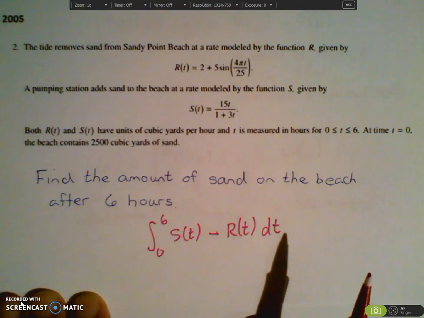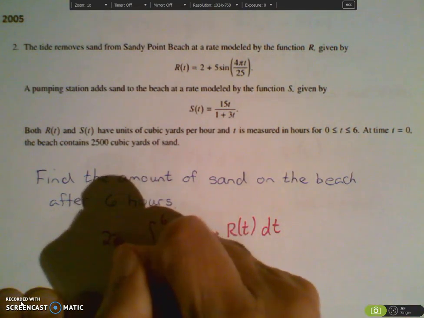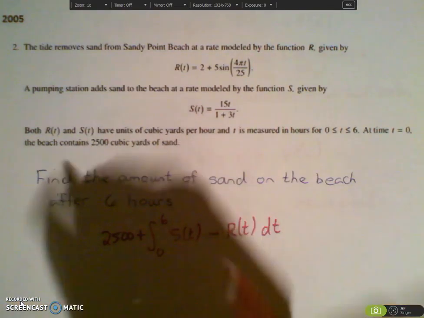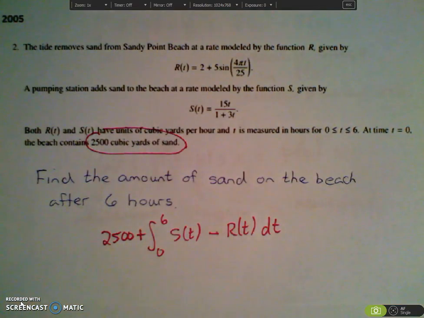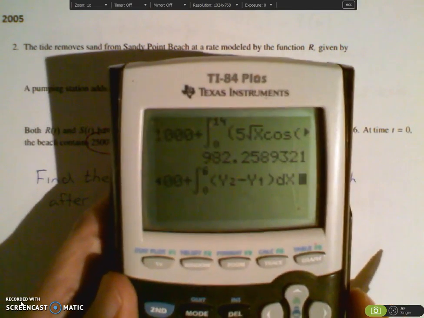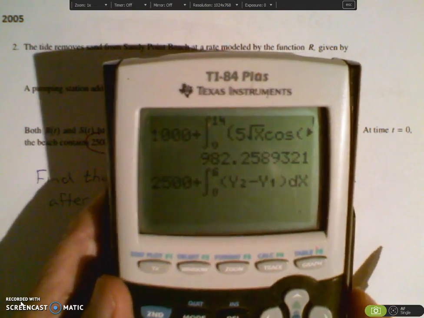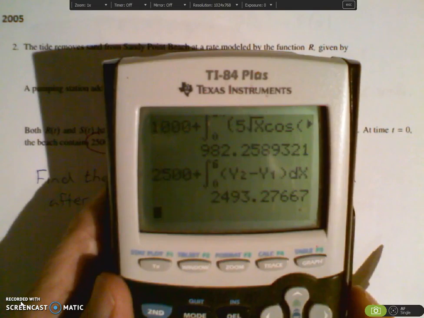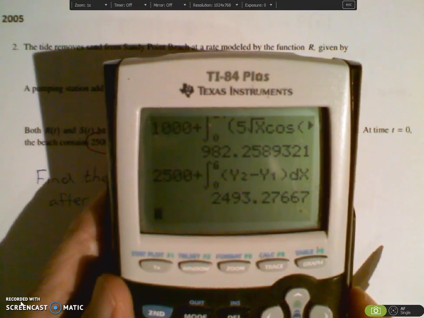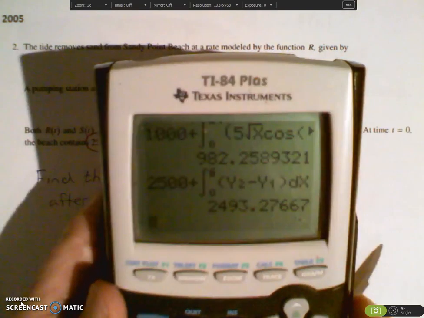In order to determine the amount of sand on the beach, I'm going to have to add in this initial value of 2,500 cubic yards of sand. That's the piece of information that many students leave out. Okay, I'm again picking up my calculator, and I've already entered the integral. It's just a matter of us hitting enter. And I'm getting 2,493.27667 cubic yards of sand.